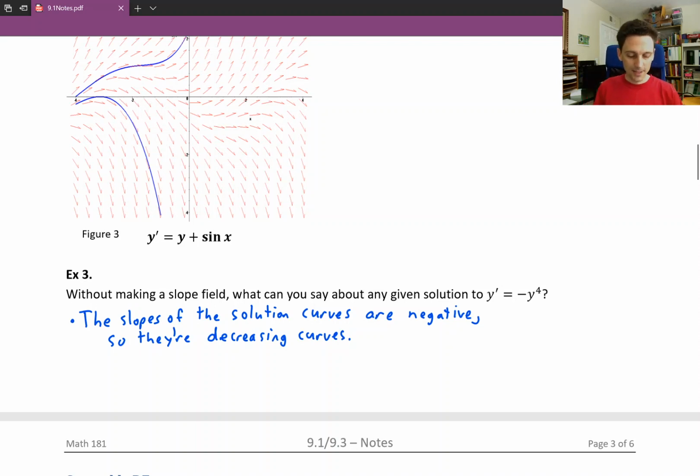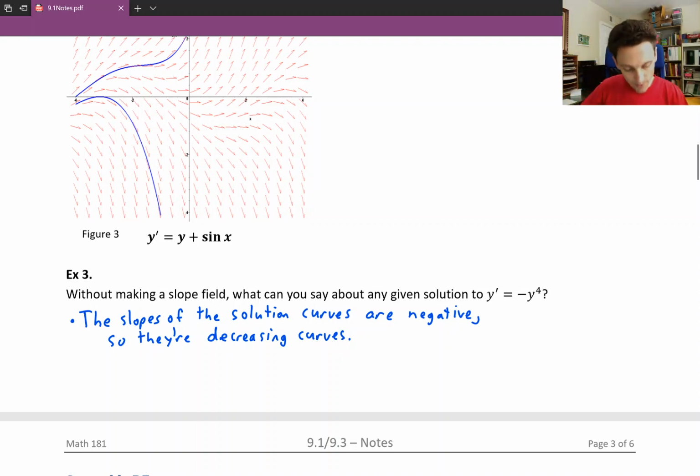Another thing to notice is that all of the examples in figures 1 through 3, I guess it was really only 2 examples because figure 2 and 3 were the same, but in those examples we had both y's and x's on the right side of the differential equation. But in this one we only have a y. So how does that change or how does that affect your slope field? Well, it means that it doesn't matter what x value you're at, the slope of the tangent line will be the same. So if you pick a particular y value, then it doesn't matter what x value you're at, the slopes are always going to be the same.